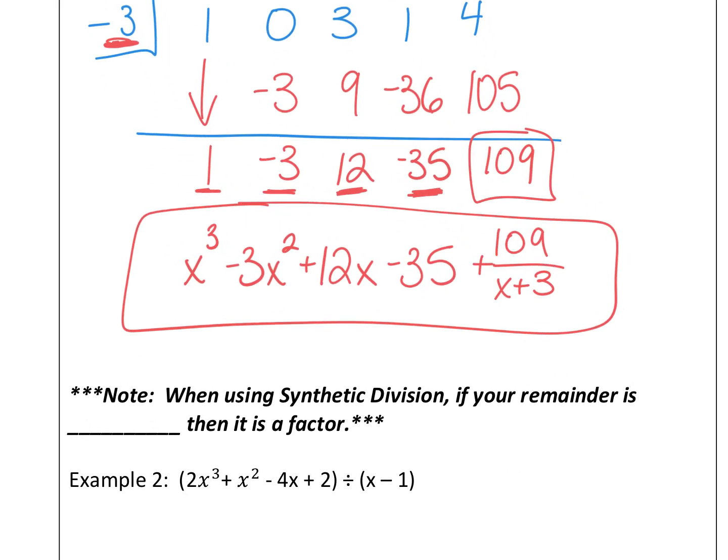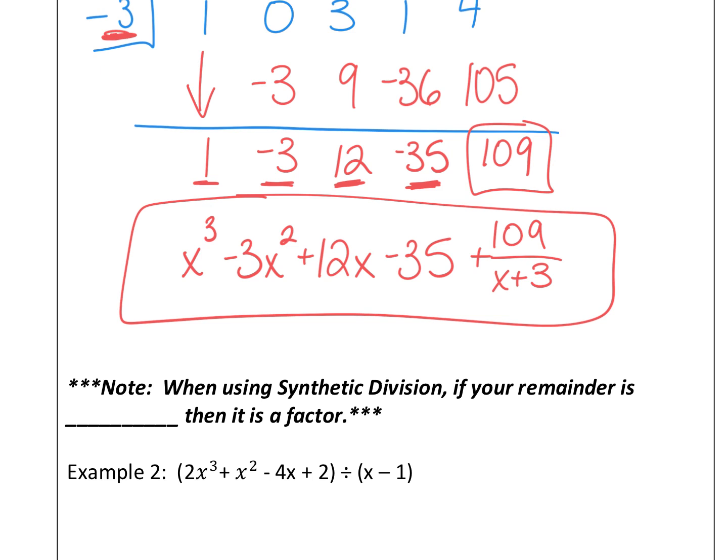Okay. When using synthetic division, if your remainder is what? Then it's a factor. 0. This is the same as long division. Okay, it works the exact same way. If you get a remainder of 0, voila, you found a factor.